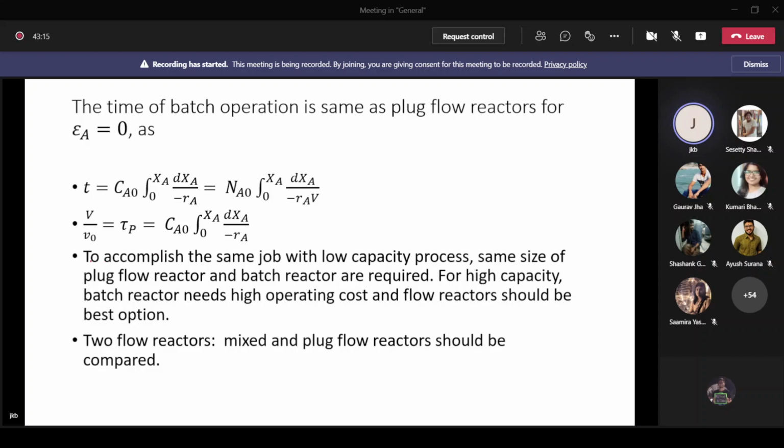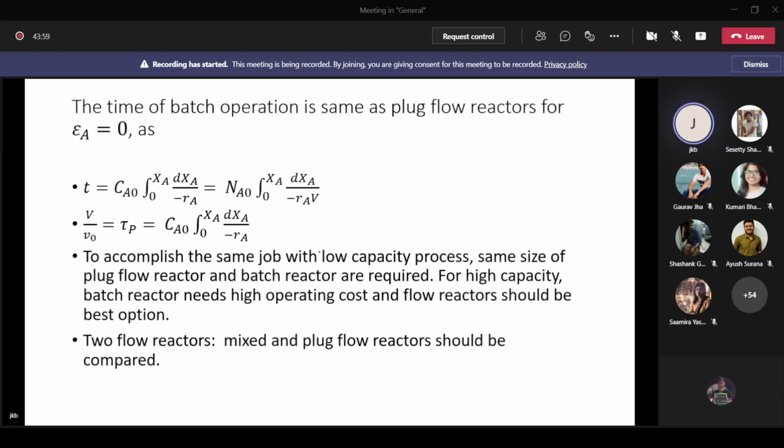So we can conclude, to accomplish the same job with low capacity process, same size of plug flow reactor and batch reactor are required. For a high capacity, batch reactor needs high operating cost. That is first page I have shown. Cost is high for batch reactor, and flow reactor should be best option because cost is less.